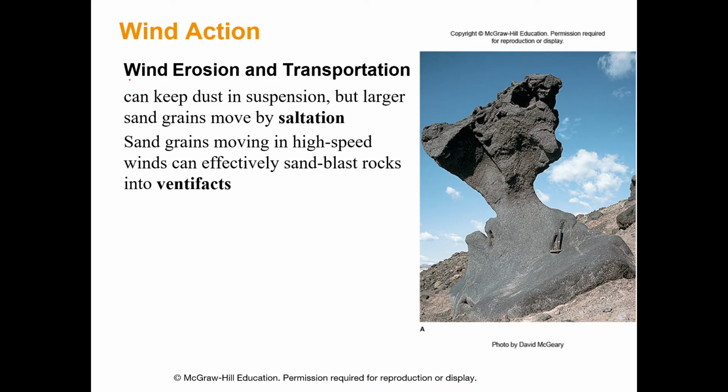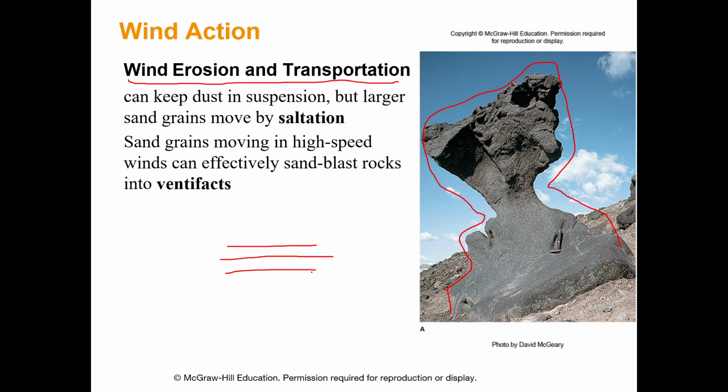So there is wind erosion and transportation in the deserts, and they do make for some fun features. I don't want to say formations. I only like saying formations for things like a geologic formation, which is a bunch of rock beds. This is, I guess I would say, a feature. Anyway, it's called a ventifact. So whenever you see these rocks that have been sandblasted and have all these weird shapes, they're called ventifacts.